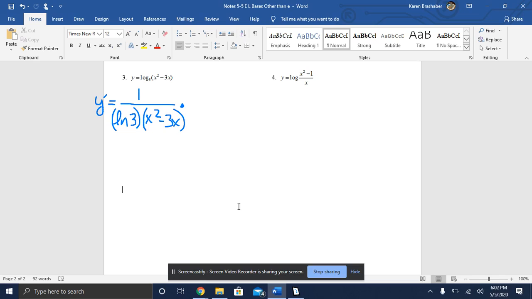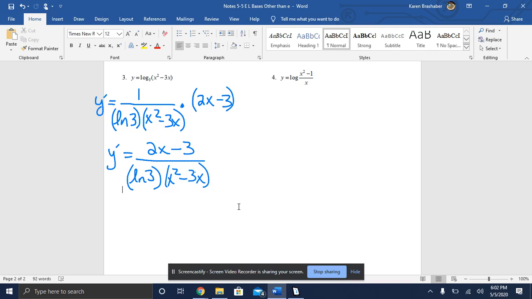Because the argument is not just an x, we have to multiply by the derivative of the argument, 2x minus 3. And then we'll just make that look nicer by putting the 2x minus 3 in the numerator and then rewriting that denominator. So you would have the natural log of 3 multiplied by x squared minus 3x in the denominator. So there's the first one.